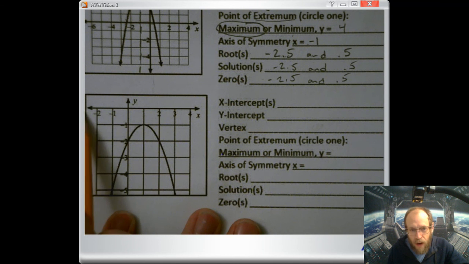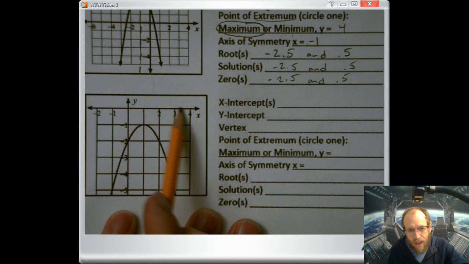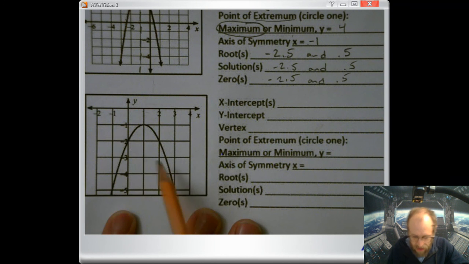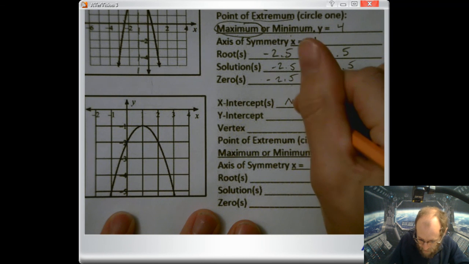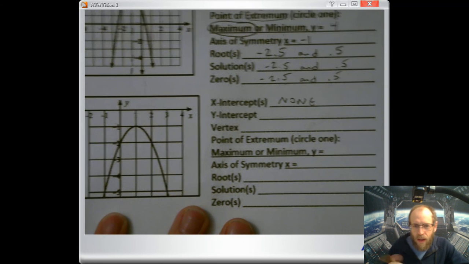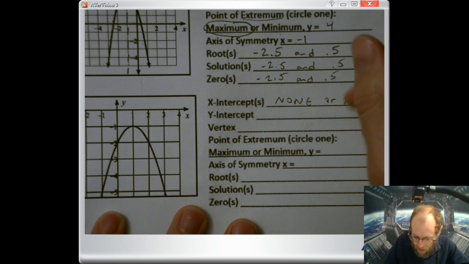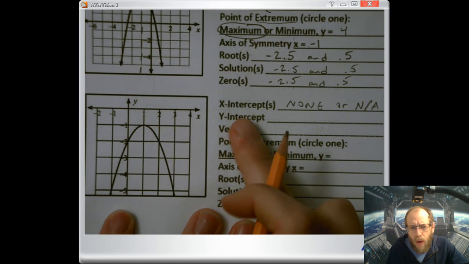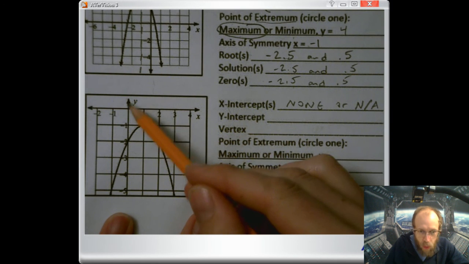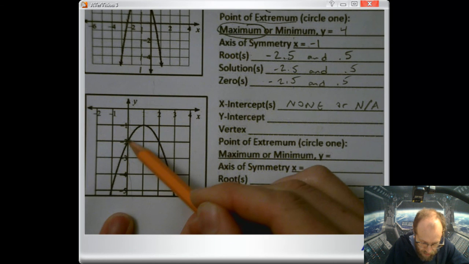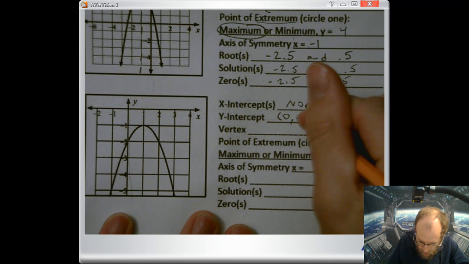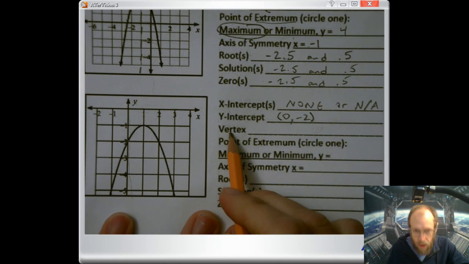Now, you notice up here is our x-intercept, or sorry, our x-axis. So where does our graph cross the x-axis? It doesn't. So I'm going to say none, or not applicable, or something like that. Where does our graph cross the y-axis? So here's our y-axis. It crosses it at this point right here. What are the coordinates of that point? They are 0, -2.